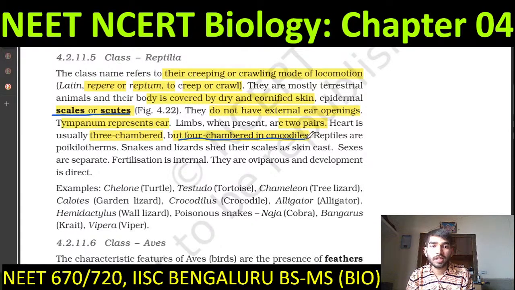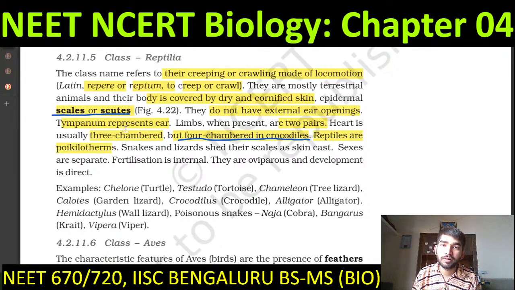Crocodile has four chambers, so you can say it can also belong to mammals then. But it doesn't have mammary glands or hair-like structures, so that is why it is put under the reptilia class. Reptiles are poikilotherm, again cold-blooded, because again there is this mixing of blood happening which doesn't let them regulate their internal body temperature. Snakes and lizards shed their scales as skin casts.